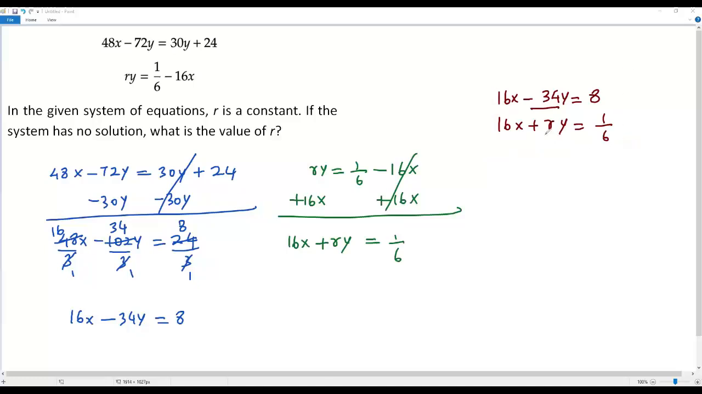If the coefficients of y must be the same, then r, which is the coefficient of y in the second equation, must be equal to the coefficient of y in the first equation, that is −34. So now I got the value of r. The value of r equals −34.